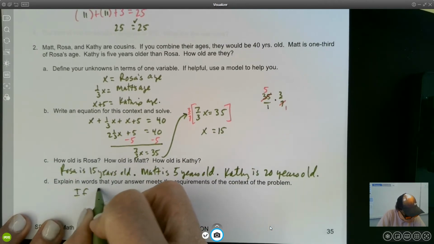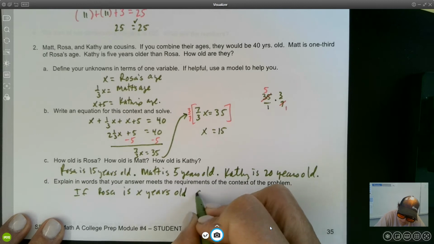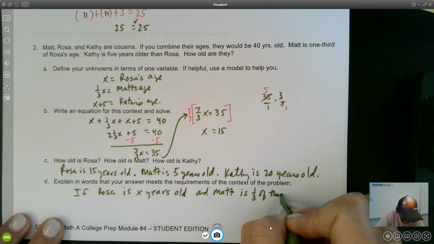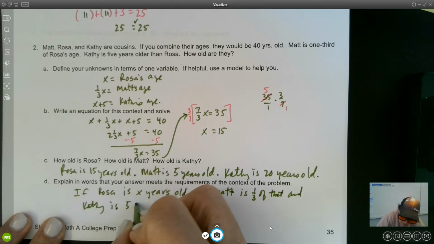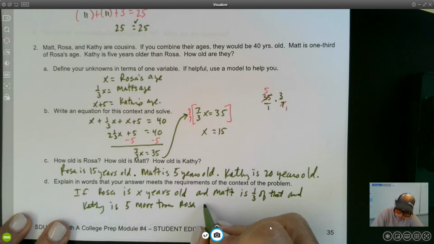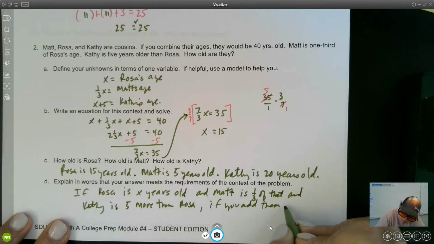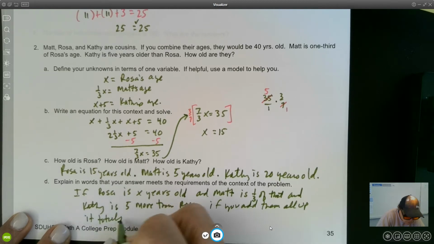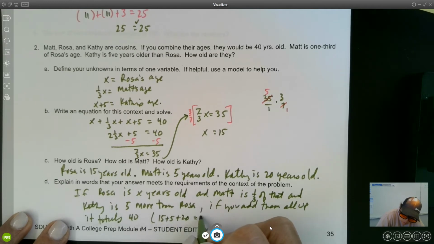So I wrote, if Rosa is x years old and Matt is 1/3 of that, and Kathy is 5 more than Rosa, if you add them all up, it totals 40. So 15 plus 5 plus 20 equals 40.